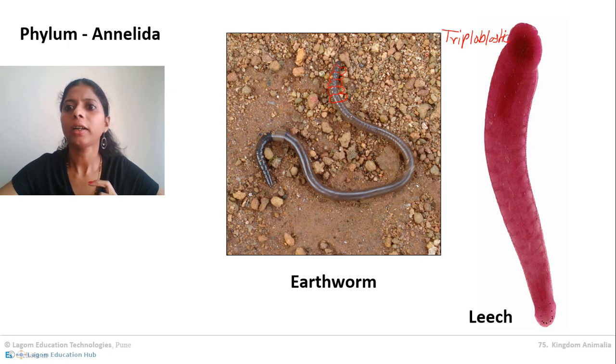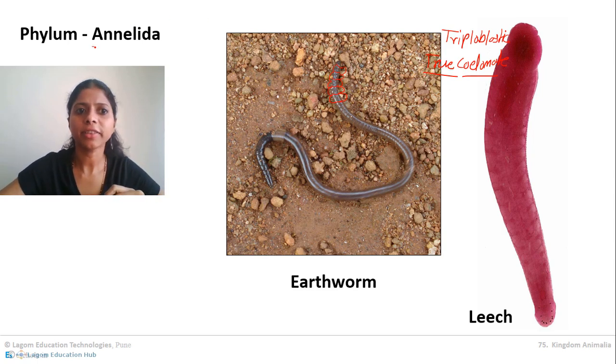Then they are true coelomate. What are they? True coelomate. Now when we consider true coelomate, it means true coelom is present. Now Annelida is the first phylum which is true coelomate.